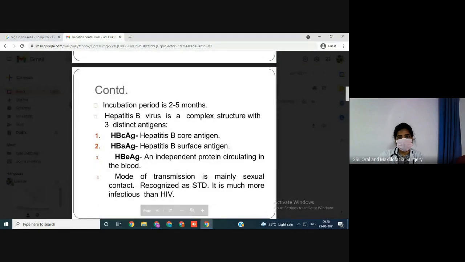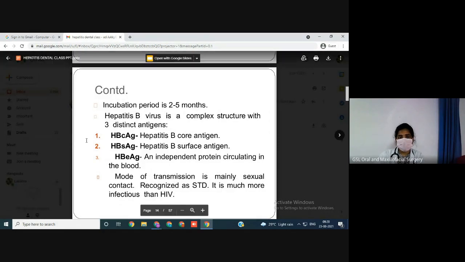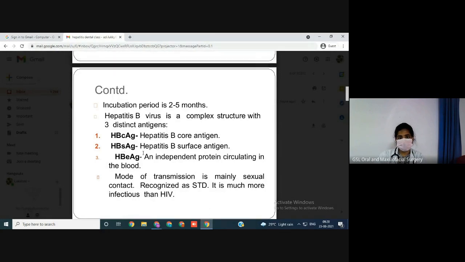The incubation period is 2 to 5 months, and the hepatitis B virus has a complex structure. It has structural proteins like hepatitis B surface antigen and hepatitis B core antigen, and hepatitis B e antigen, an independent protein circulating in the blood. The presence of HBsAg indicates the patient has an infection with hepatitis B virus. And the e antigen indicates replicative status and infectivity. The presence of the e antigen in the blood indicates ongoing infection, and that the patient can transmit the virus to other humans through any inoculations of blood and all.